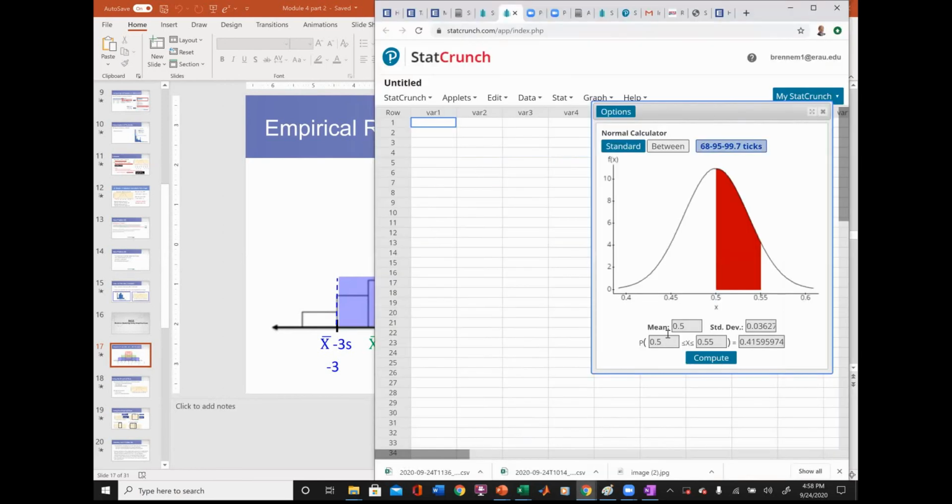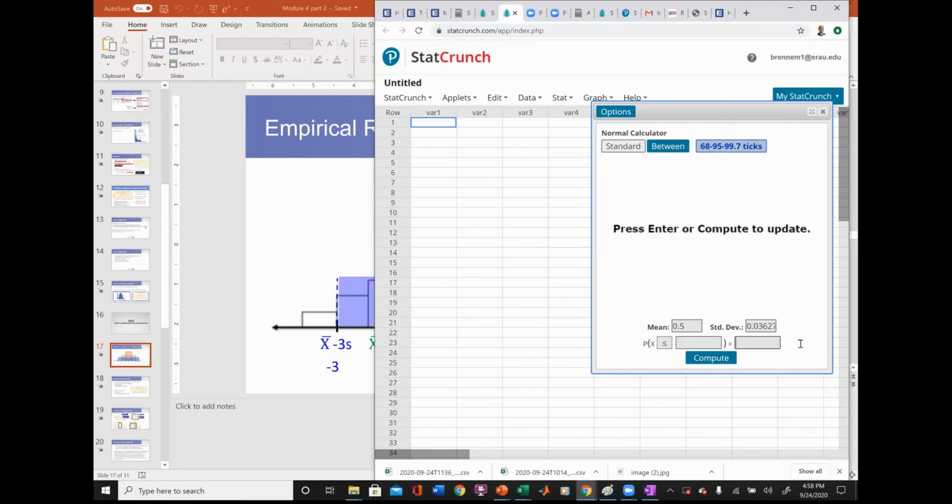So I'm going to go back to standard, and I'm going to say, I want the value such that the probability you're less than that value is 5%. Okay? And that's going to be the value right here. And I can copy and paste that right into StatCrunch.